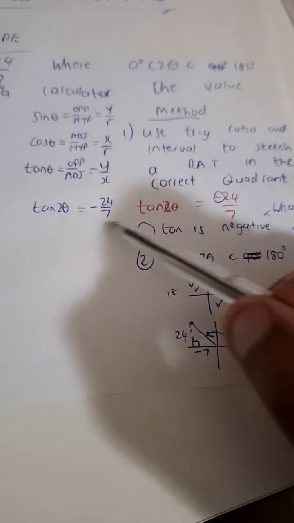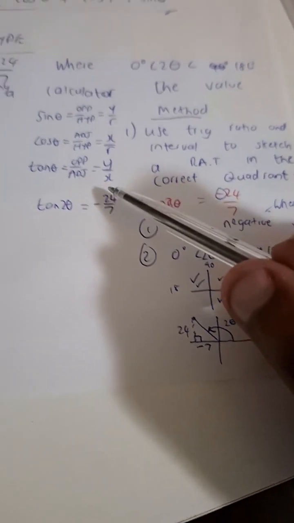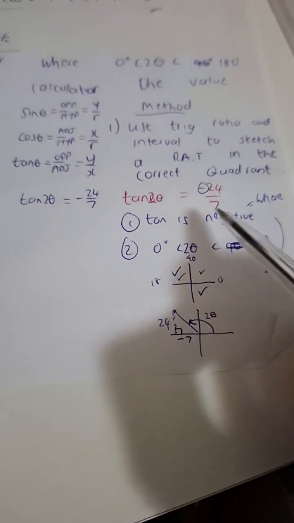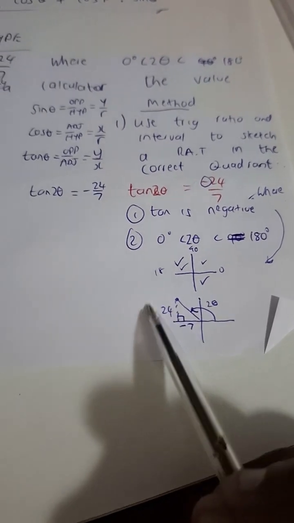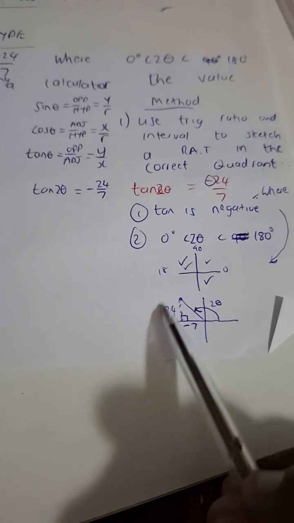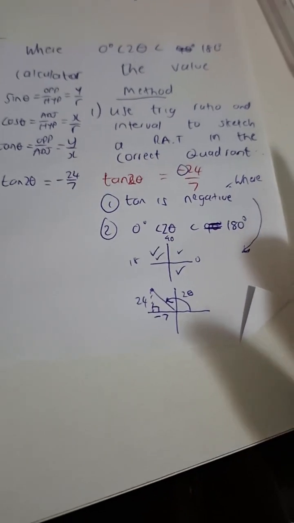Obviously, the quotient, in other words, the division of a positive and a negative will still give us a what? A negative 24/7. So we assign the negative sign to the x, and then the positive, obviously, because in that quadrant y is positive, we assign the positive for the y. I hope that makes sense.